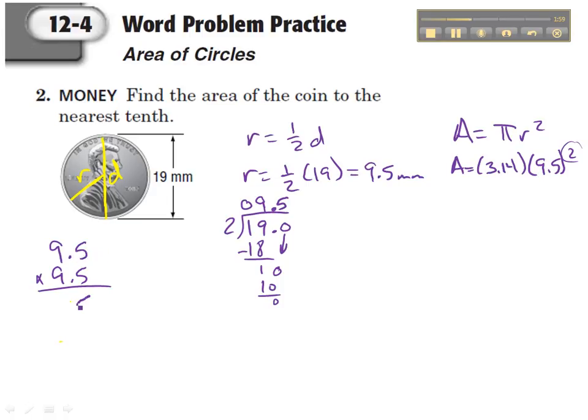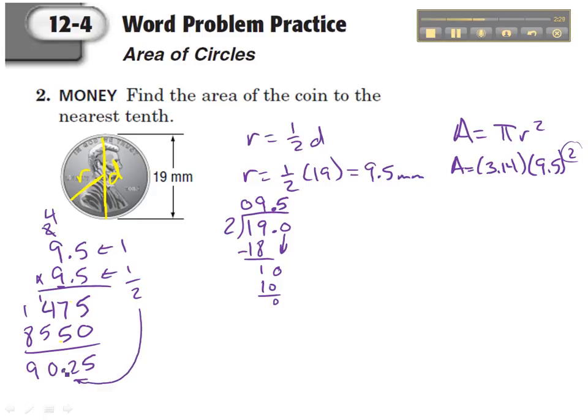5 times 5 is 25, carry the 2. 9 times 5 is 45, plus 2 is 47. Now when I'm multiplying by the 9, I'm multiplying by the tens place. So I start with the 0. 5 times 9 is 45, carry the 4. 9 times 9 is 81, plus 4 is 85. Add these up, we get 9,025. Okay, and there's one decimal place in this factor, one decimal place in this factor, so 2 decimal places in my product. So 90.25.